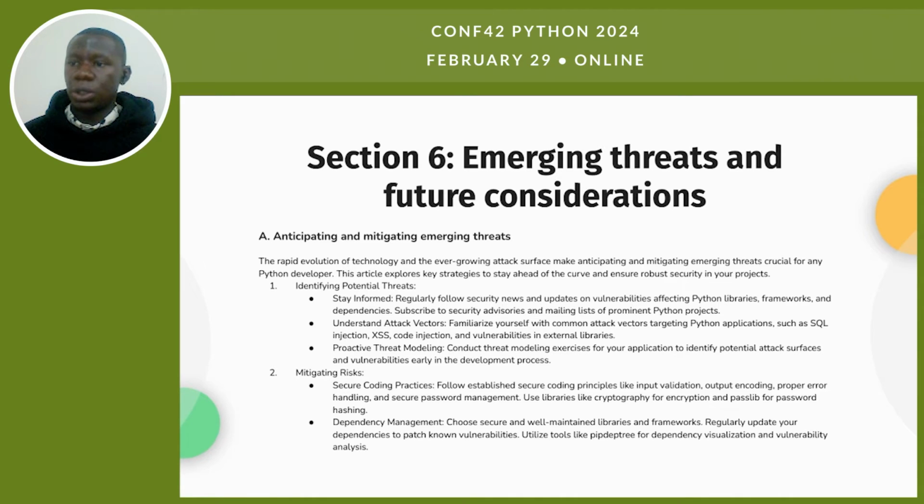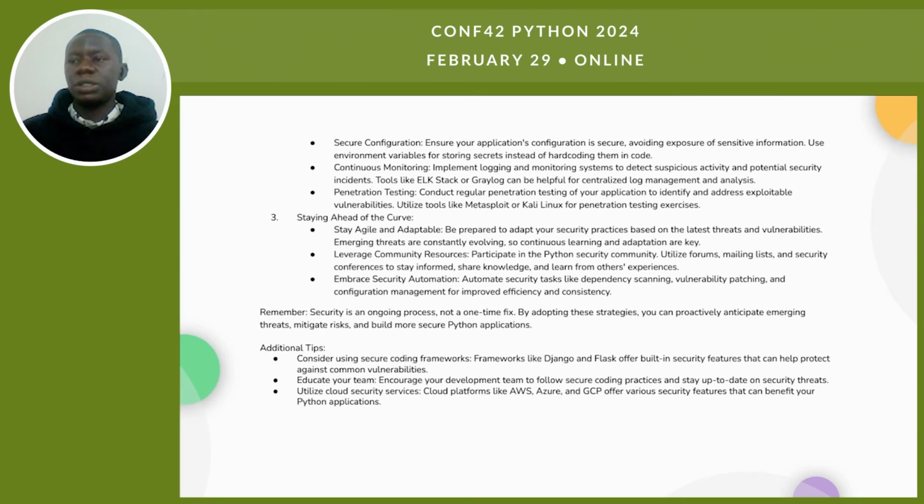How do you mitigate risk? Secure coding practices. Follow established secure coding practices like input validation, output encoding, proper error handling, and secure password management. Use libraries like cryptography for encryption and passlib for password hashing. Next one, dependency management. Use secure and well-maintained libraries and frameworks. Regularly update your dependencies to patch known vulnerabilities. Utilize tools like pipdeptree for dependency visualization and vulnerability analysis.